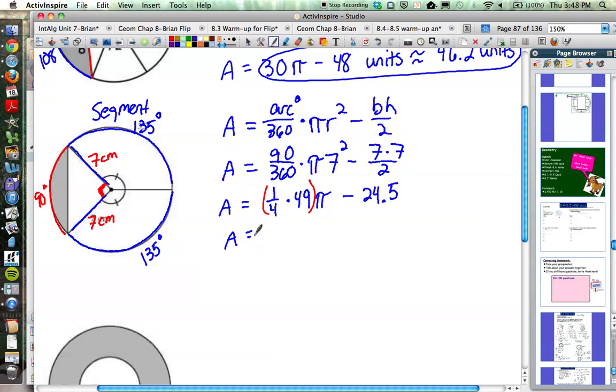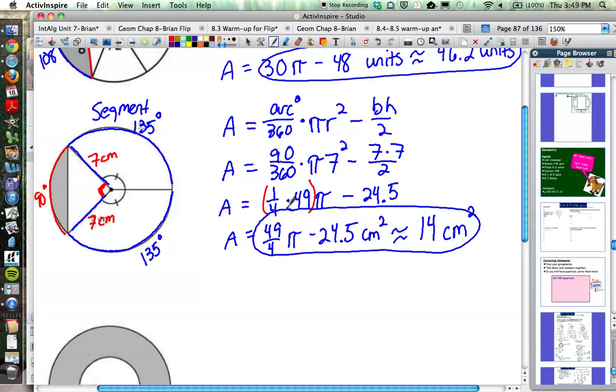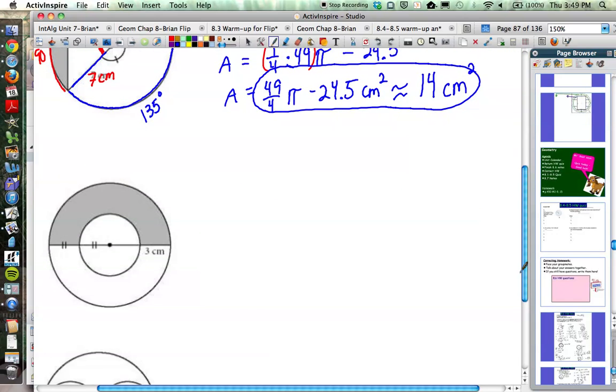And so 1/4 times 49 doesn't end up being very nice, but we're going to have 49/4 pi minus 24.5. And that would be, I guess, square centimeters. That's a pretty ugly looking answer, but it is an exact answer, so we're happy about that. As a decimal, though, if you took that and did the subtraction, you would end up with about 14, even rounding to the tenth place. You would have rounded up to 14 square centimeters. So there is our answer in terms of pi and rounded.